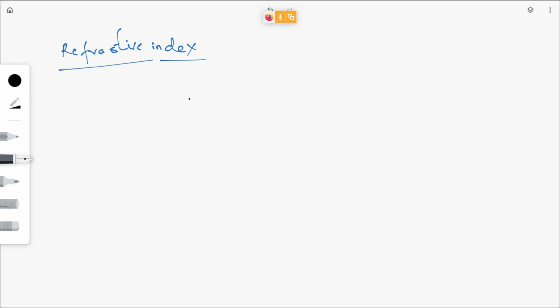So you need to just remember 2 to 3 points related to refractive index. First one, it is represented by small n. Next, this property is defined for a pair of media. Pair of media in the sense that refractive index defines the extent of bending of the light ray when it travels from one medium to other.